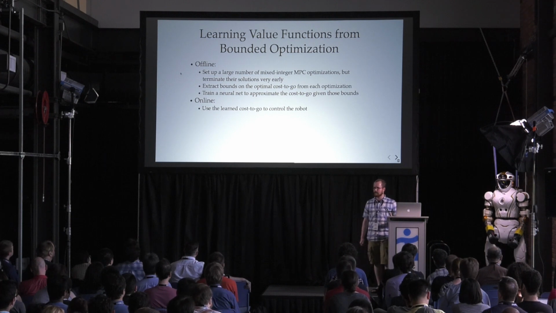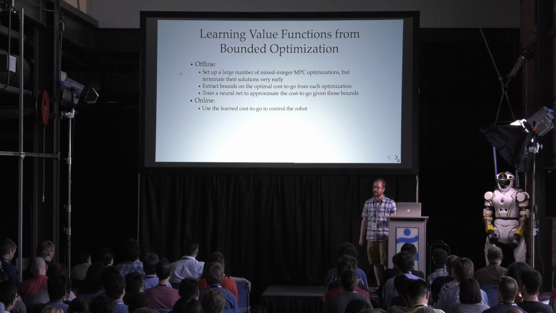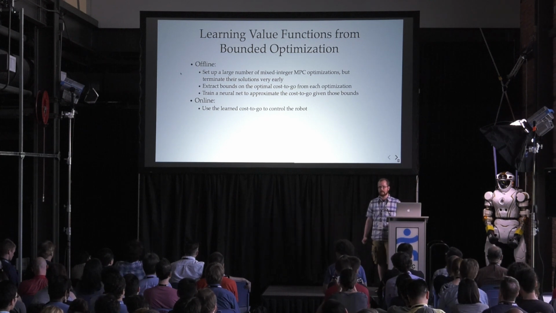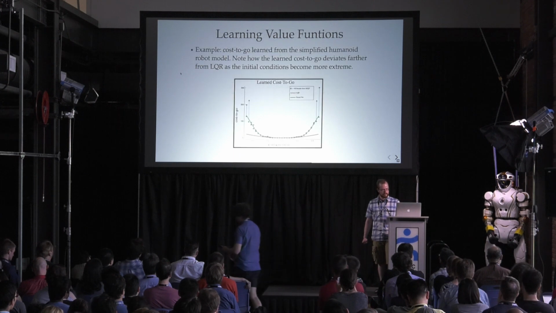We're not going to solve programs all the way to completion. We're just going to solve them a little bit, get some useful bounds on how good this particular state might be, and then move on with our lives. We'll take a collection of those samples and use those to train a function that emulates the cost to go. And so that might look like this.